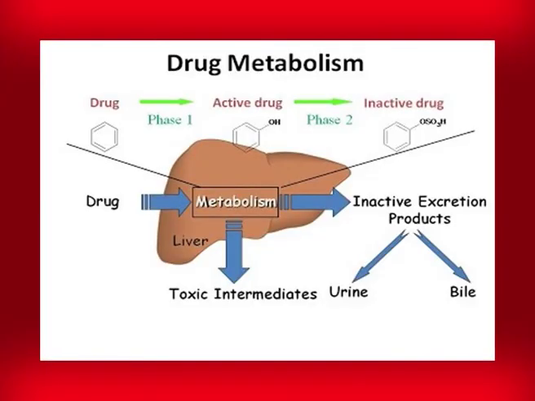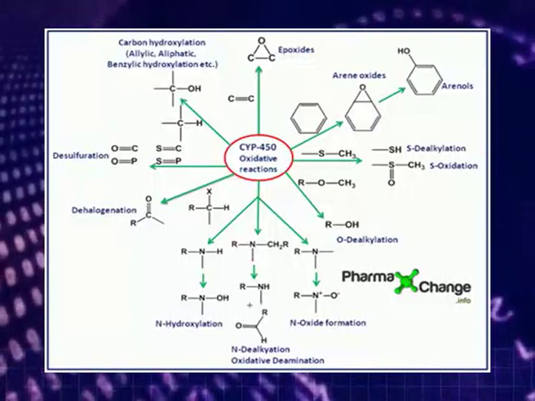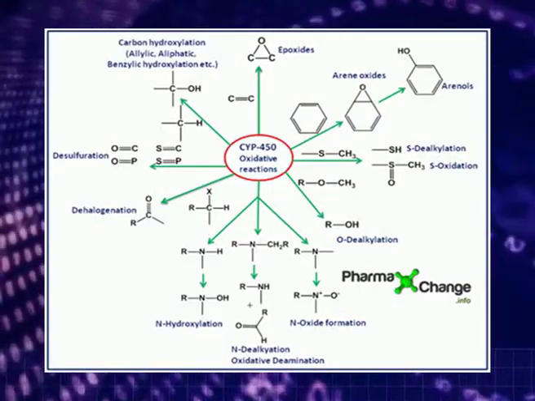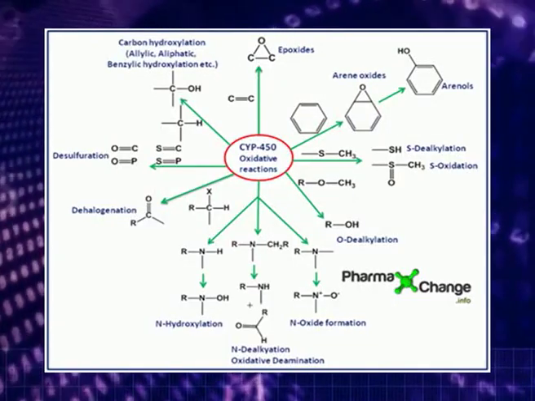Phase 1 metabolic processes include oxidation, reduction, and hydrolysis reactions, which typically provide functional groups capable of undergoing phase 2 reactions. The enzymes which catalyze phase 1 reactions are found in a number of subcellular components including cytoplasm, mitochondria, and endoplasmic reticulum. Although the liver is a major organ of metabolism, metabolic enzymes are found throughout the body.